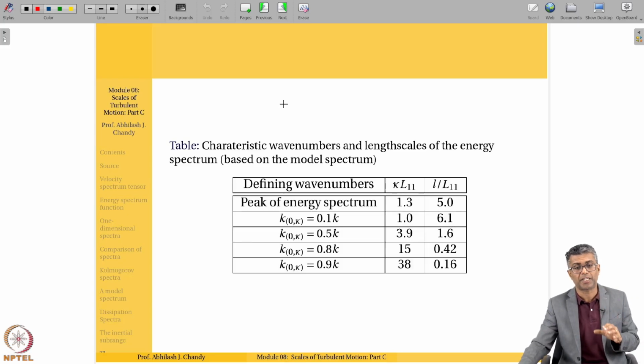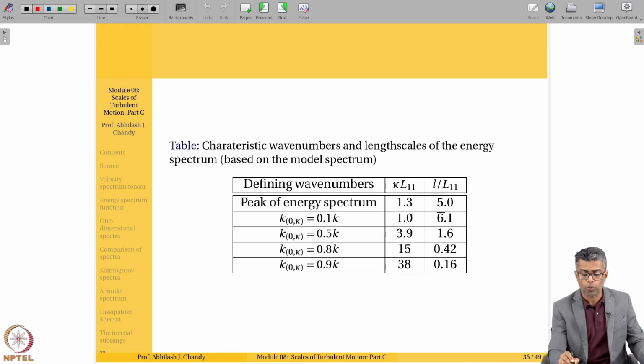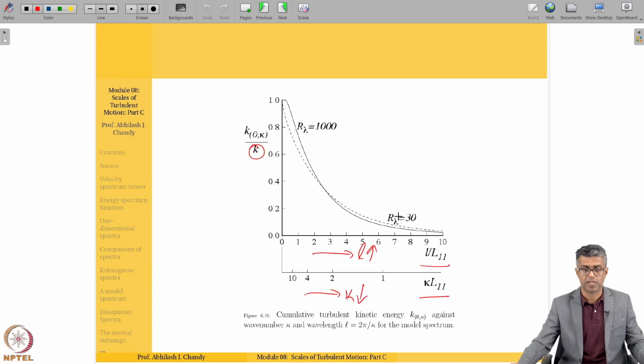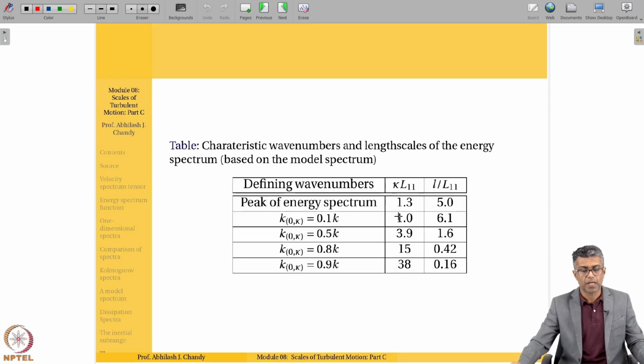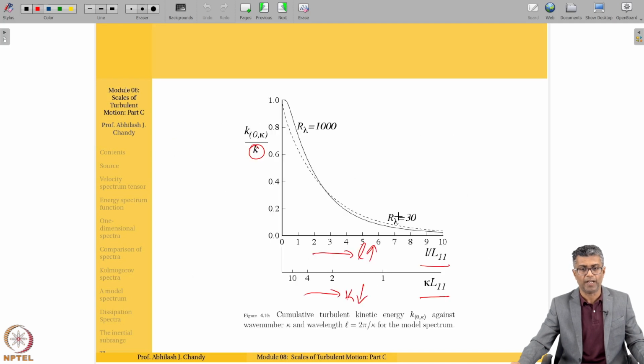Now we will do a similar table like we had for dissipation. The peak of the energy spectrum occurs at L over L11 equals 5, or kappa L11 equals 1.3. Let's see. The peak occurs at kappa L11 equals 1.3 and L over L11 equals 5. That is where the peak is occurring.